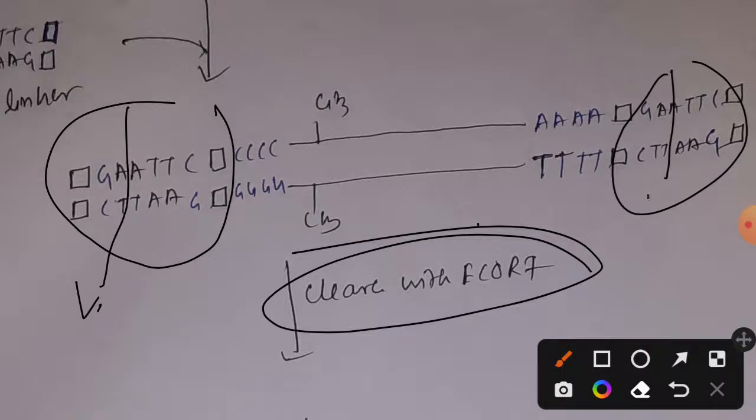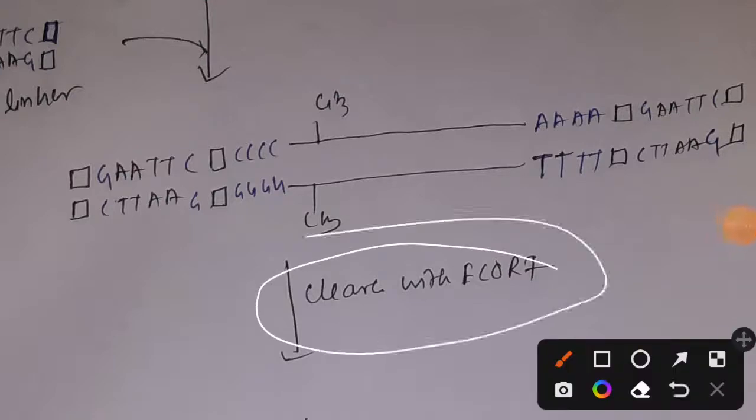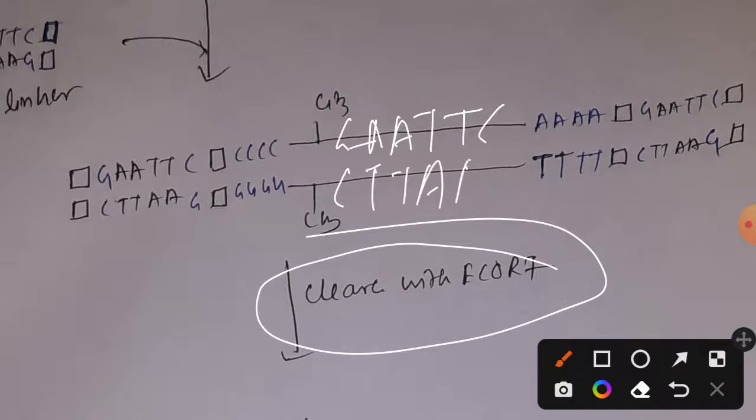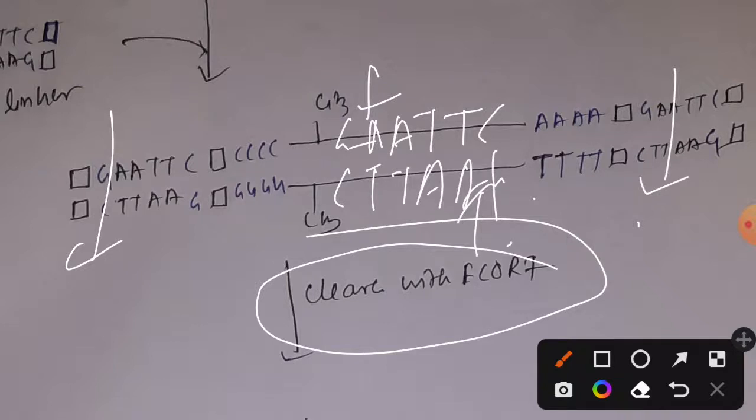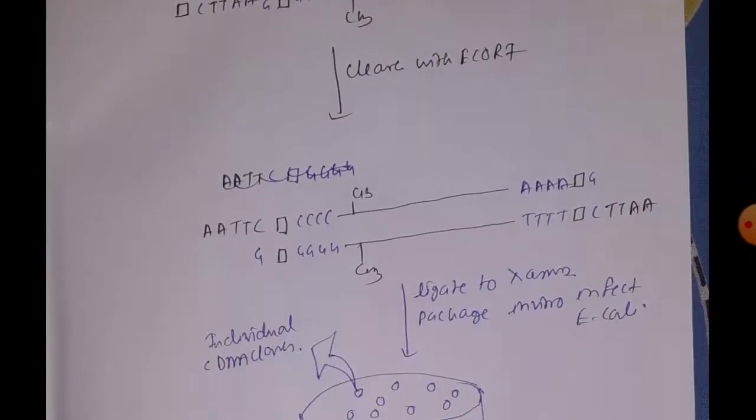Now just try to think about this. If we do not methylate them before that cleavage step, and by chance the gene of interest contains something like this, GAATTC, CTTAAG, then the EcoR1 will not only cleave the linkers but it will also chop up the gene of interest. As a result, the gene of interest will be lost, right? So that is why we have methylated.